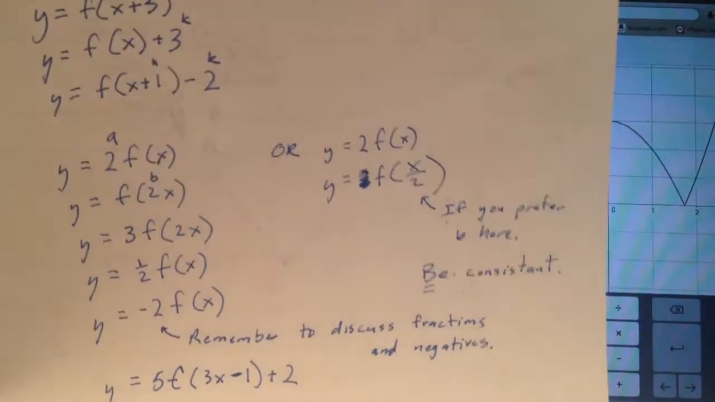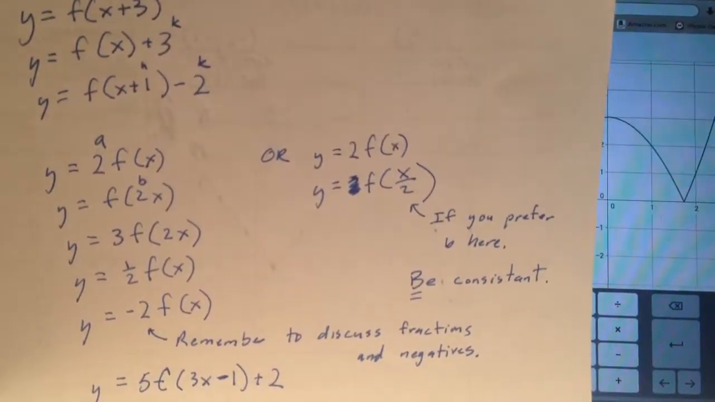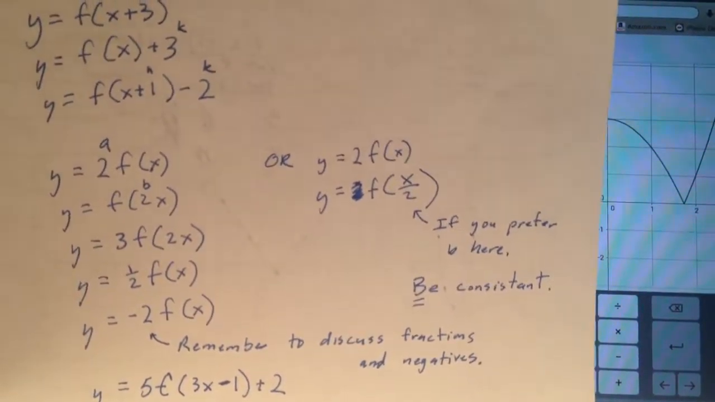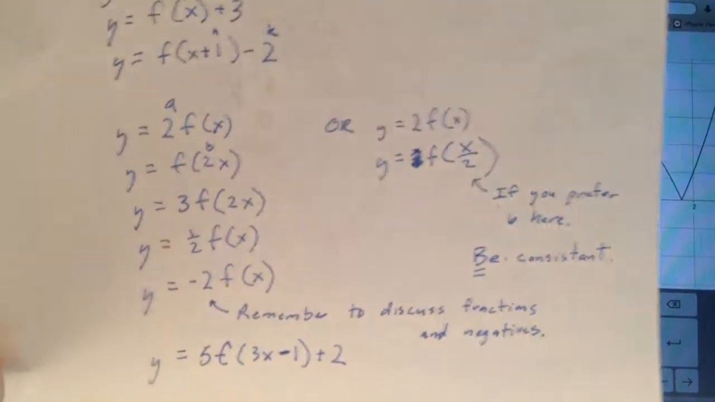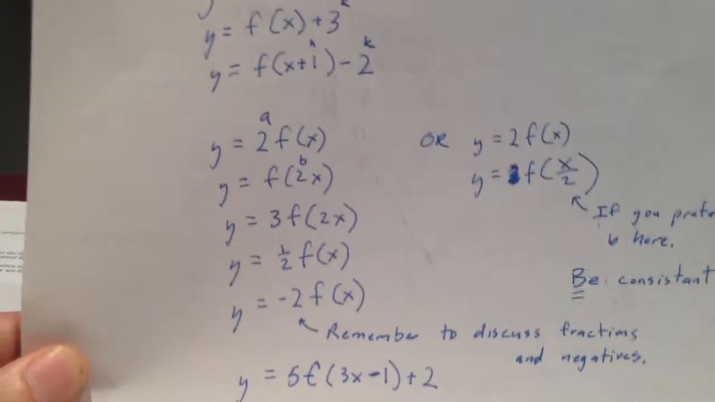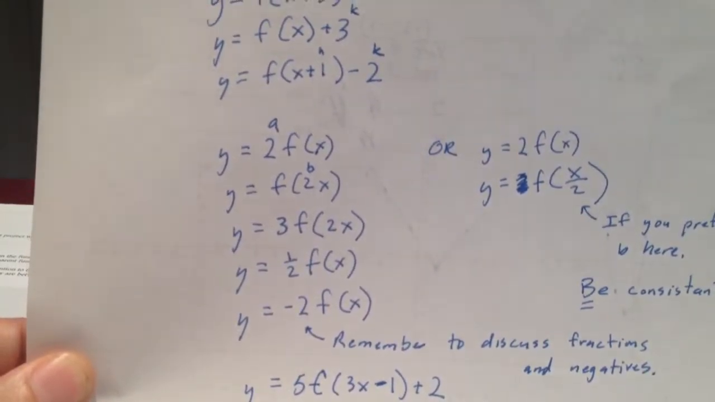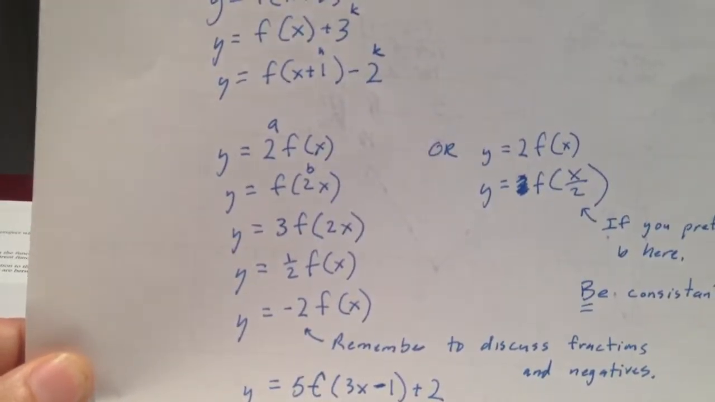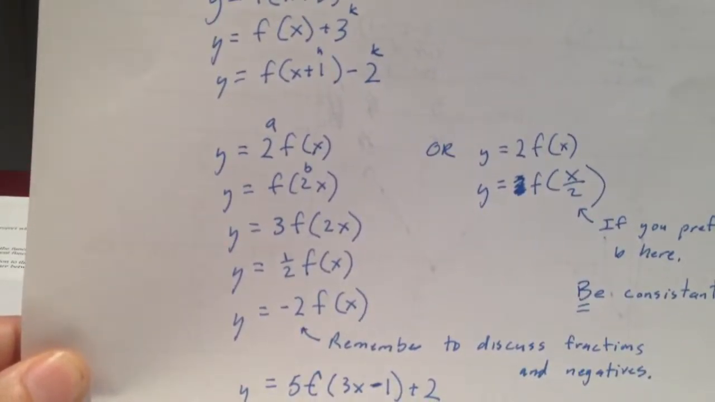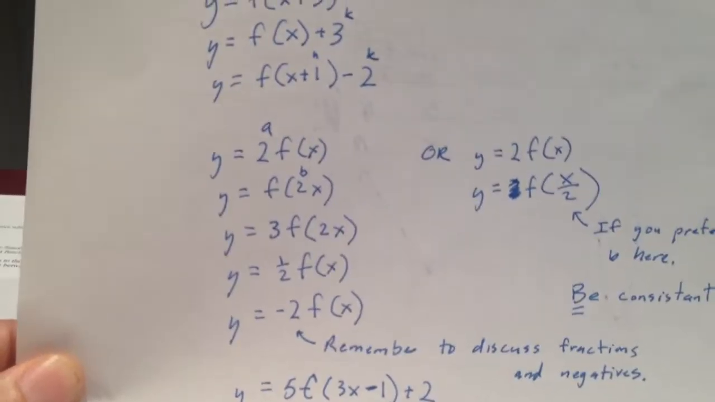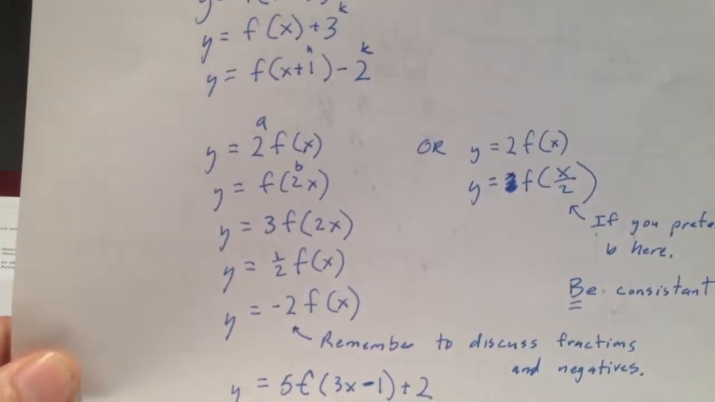You'll notice I'm not going to do it this way with the b underneath, but you could. Just remember to be consistent. And then also for the a and the b, remember to both look at and discuss what happens if that value is negative for a or b, and also what happens if that value is a fraction. What does it do in general? So that's in the rubric, so make sure you do it.